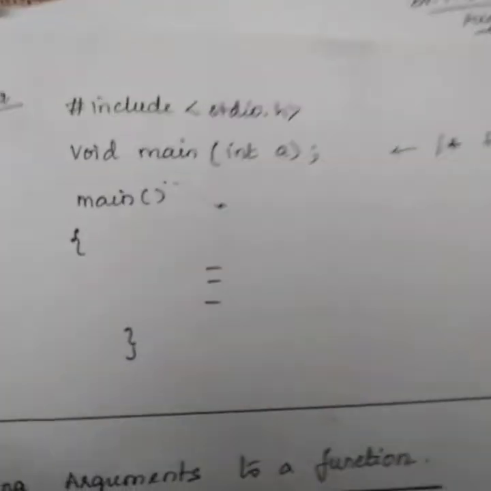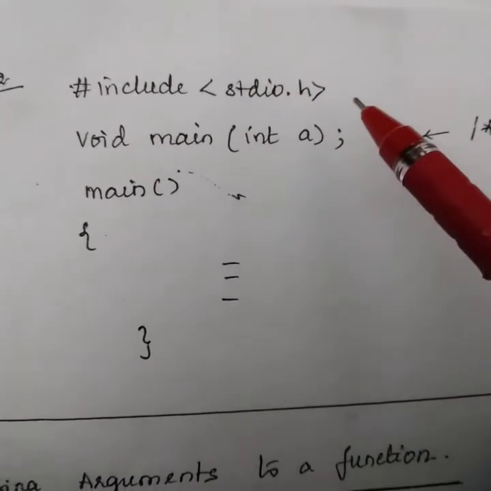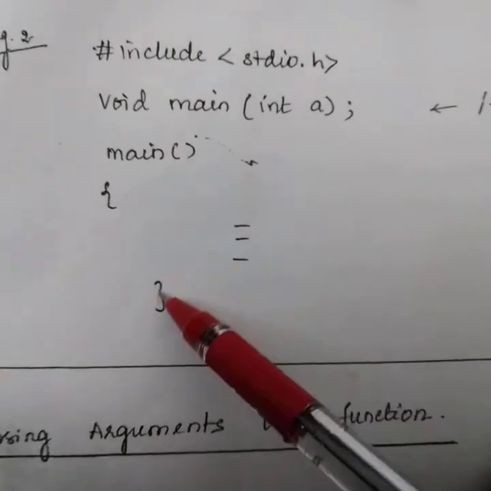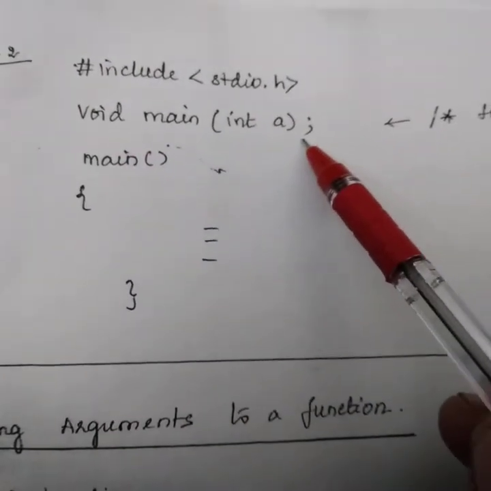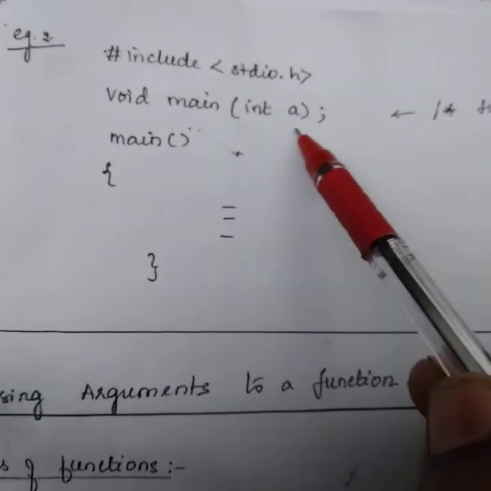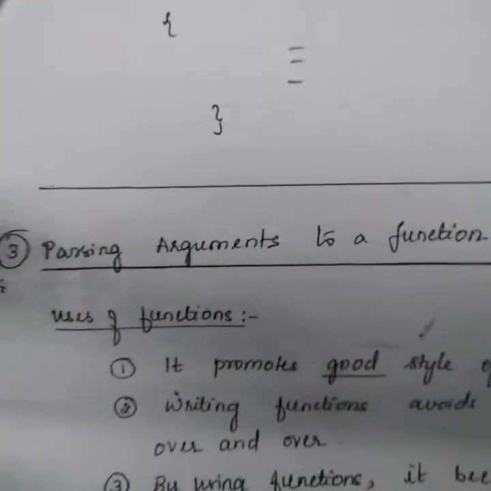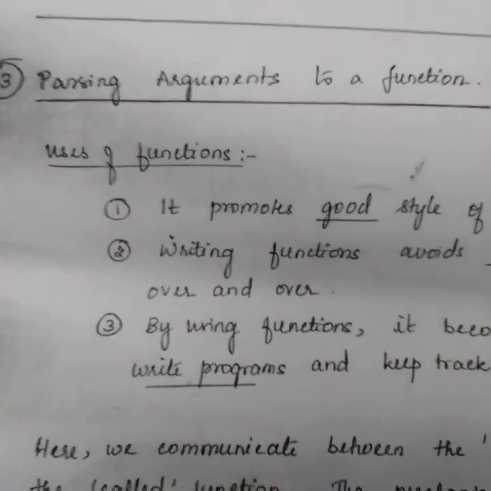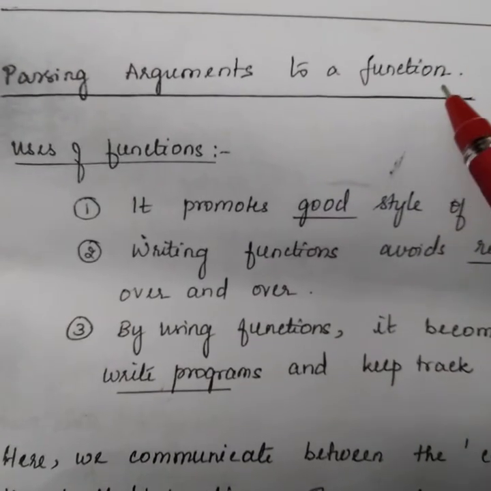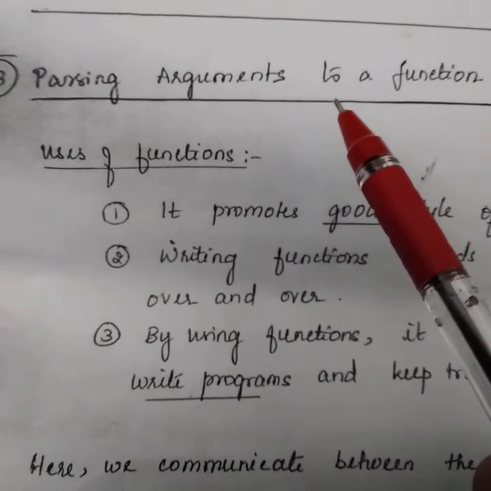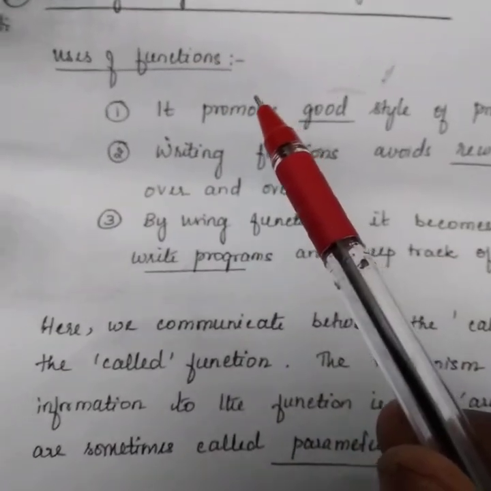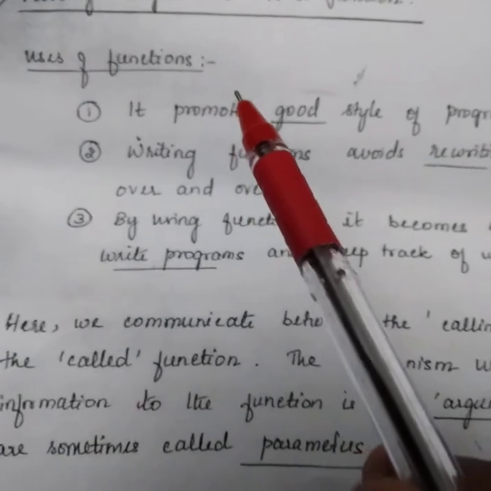For example, consider this program with stdio.h. This is the main function, and we are declaring the function prototype here with one argument int a. Now let's see an important thing, that is passing arguments to a function. It's a very important concept. How we can pass an argument, and before that we will see some uses or the advantages of functions.